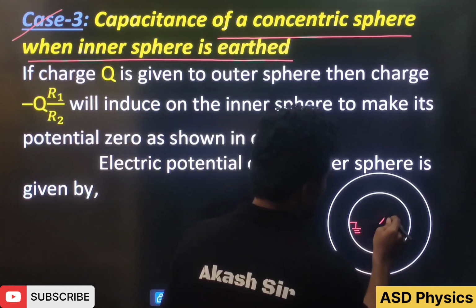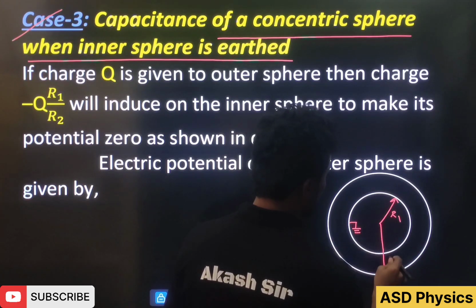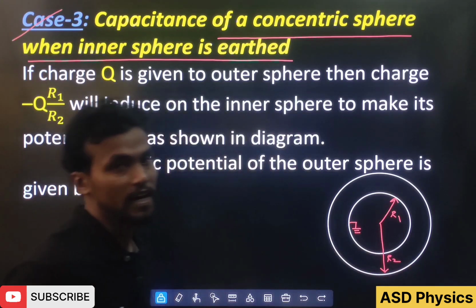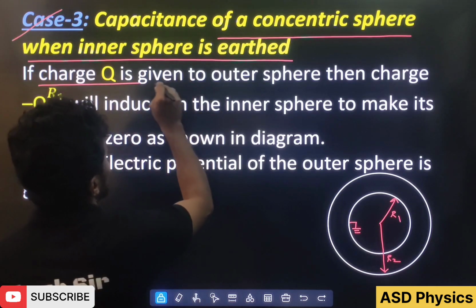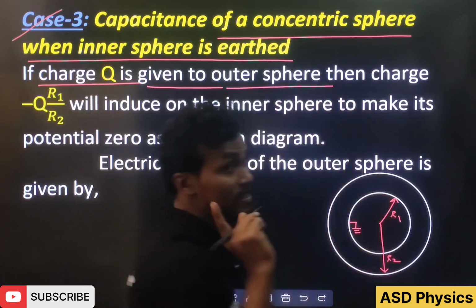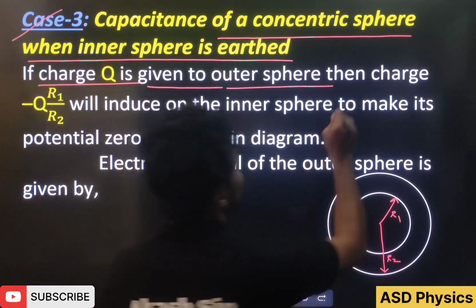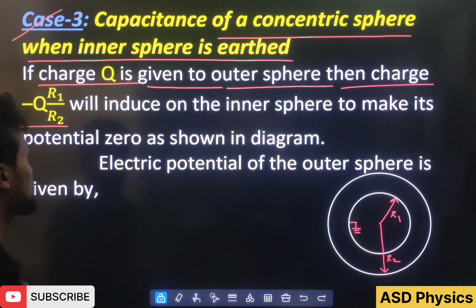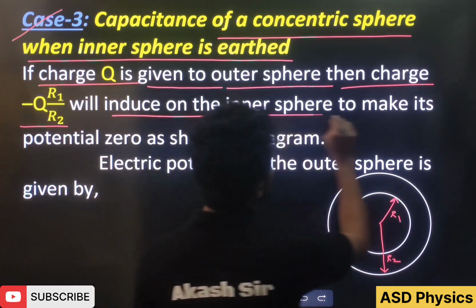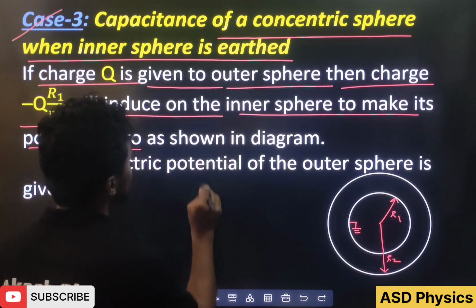We know very well, this radius I will take as R1, and the outer radius I will take as R2. Now see, if charge capital Q is given to the outer sphere, previously we gave it to the inner sphere, now we are giving it to the outer sphere, then charge minus Q R1 by R2 will be induced on the inner sphere to make its potential 0, as shown in the diagram.